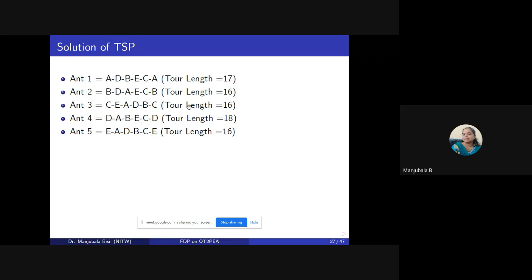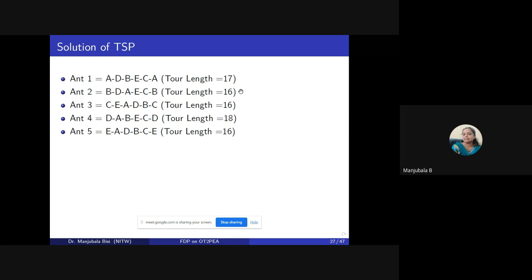So for each solution, what is the objective value? This is the tour length, the objective value. What is our target? Our target is to minimize the tour length. So what we have to do now? We have to update the pheromone now. So 5 ants are there. There are different variations of the ACO algorithm. Here we'll use all the ants, they will get an opportunity to update the pheromone string. So every ant will get an opportunity to modify the pheromone value on each edge.